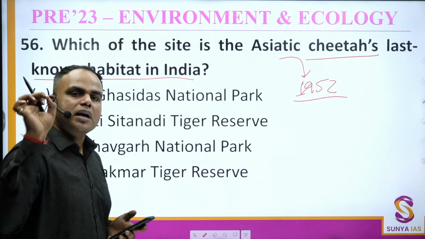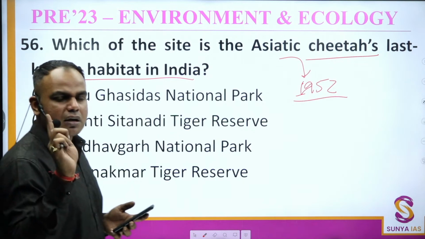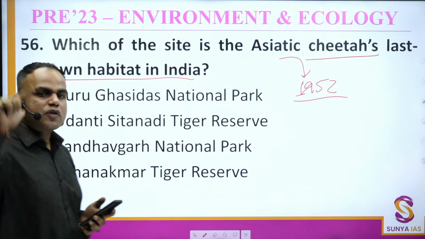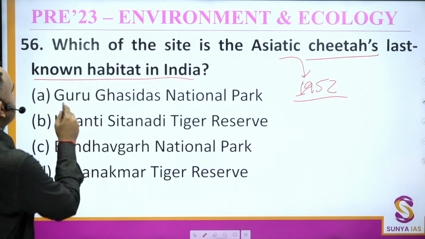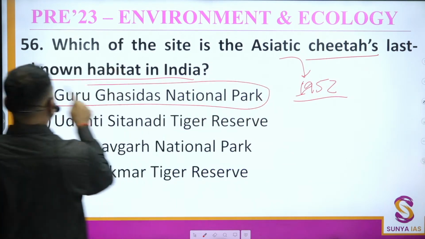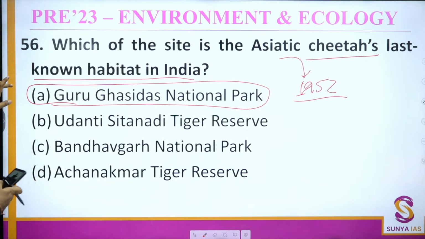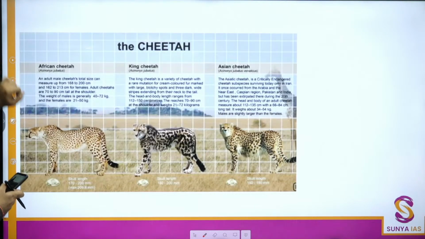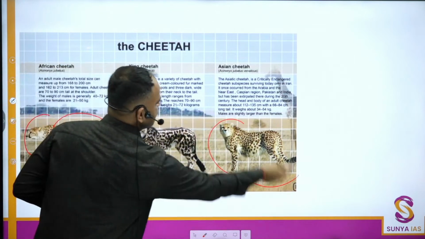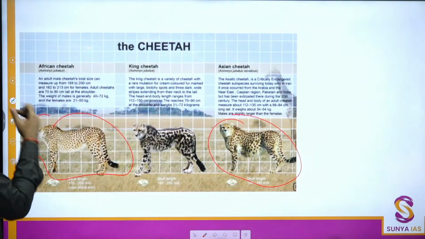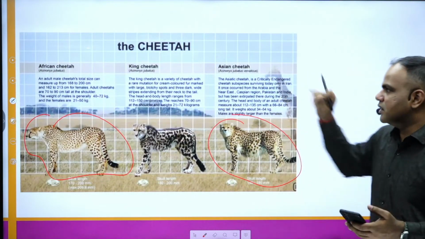Right now, Asiatic cheetah is only found in Iran. We are bringing not Asiatic cheetah, we are bringing African cheetah from Namibia and from South Africa. Okay? So the last known habitat of this is Guru Ghasidas National Park. And if we compare African cheetah with the Asiatic cheetah, as you can see from the image also, the African cheetah is bigger in size. Okay, that's one thing you need to know.